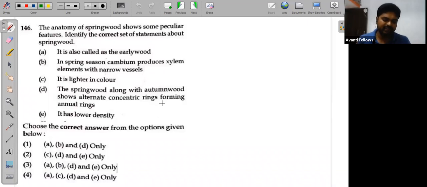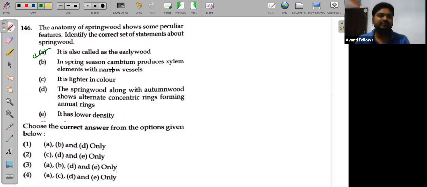यहाँ पर डेवलपमेंट ऑफ वेसल्स का सिस्टम क्या बोलेंगे हम उसे, ग्रेटर रहेगा, स्ट्रॉन्ग रहेगा. ठीक है, एंड दैट्स व्हाई वन बाय वन हम एक एक स्टेटमेंट को यहाँ पर देखते जाएंगे. सो स्प्रिंग वुड इट आल्सो नोन एज द अर्ली वुड. सो यहाँ पर स्प्रिंग वुड को हम अर्ली वुड कहते हैं. दैट इज द करेक्ट थिंग.